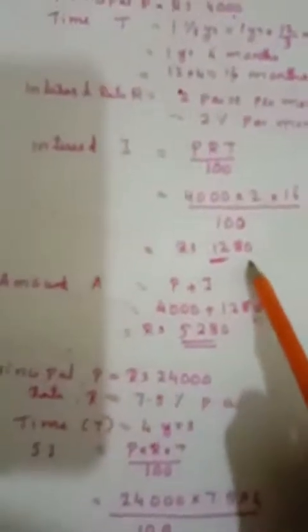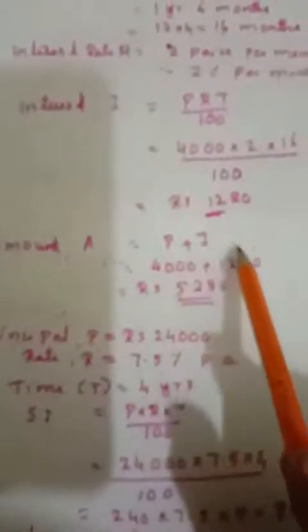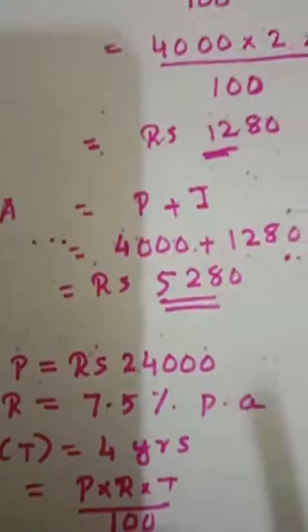1,280. Now we want to find the amount also. Amount A is equal to P plus I, principal plus interest. Amount is the sum of principal and interest. That is 4,000 plus 1,280 equal to 5,280.